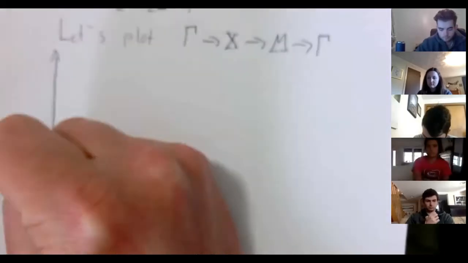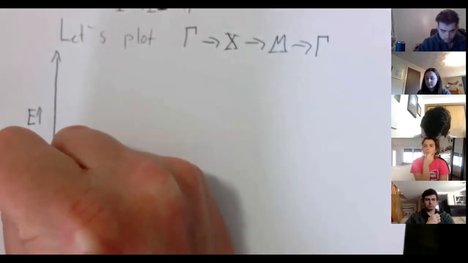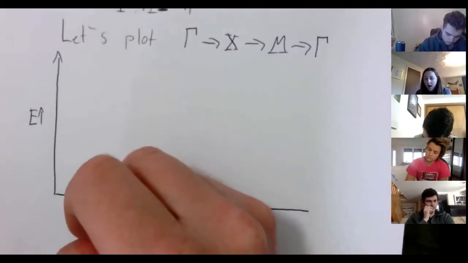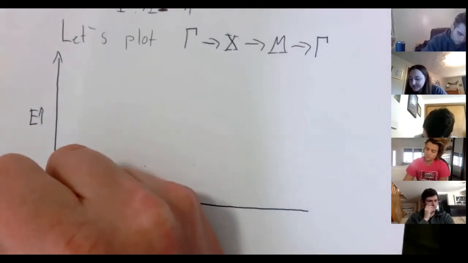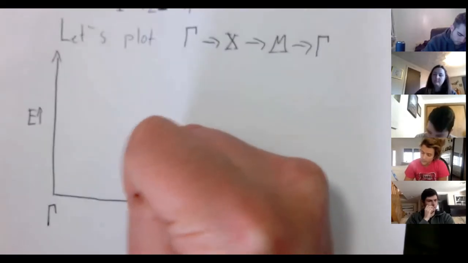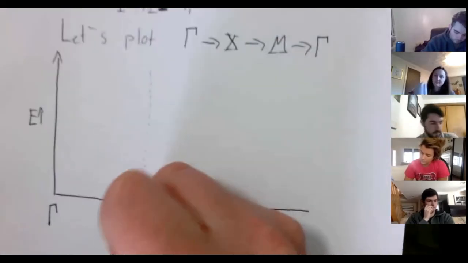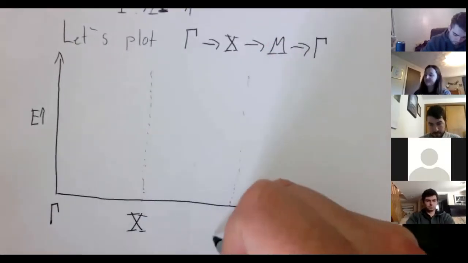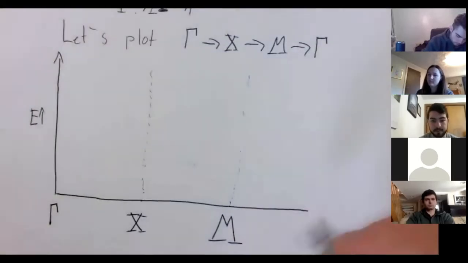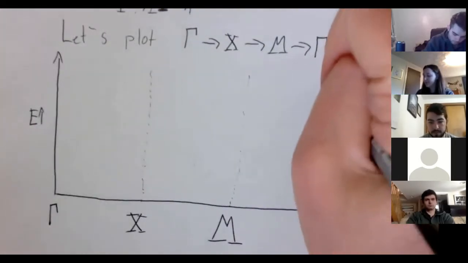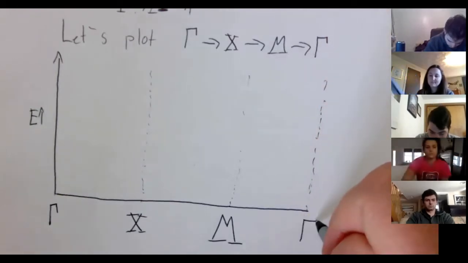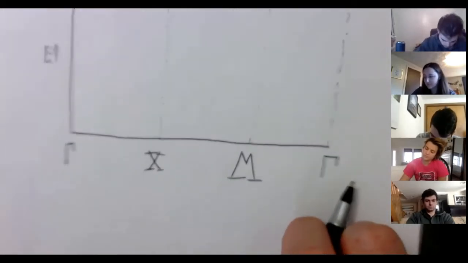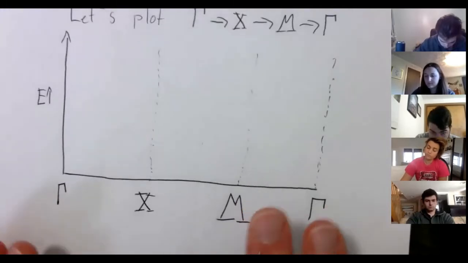We're going to keep track of the energy. And we're going to have each of our special points along here. The first one we're going to start at, we said we're starting at gamma. What are we going to next? X. Yep, X. Then what was the next one? M. And then finally? Gamma. Yep. Back to gamma. Okay, let's consider what the Bloch functions look like at each of these points. I'm going to move this up for now, but we will go back to it.